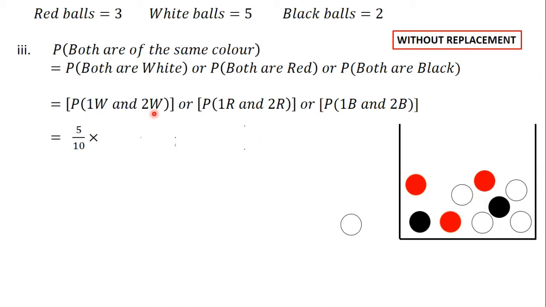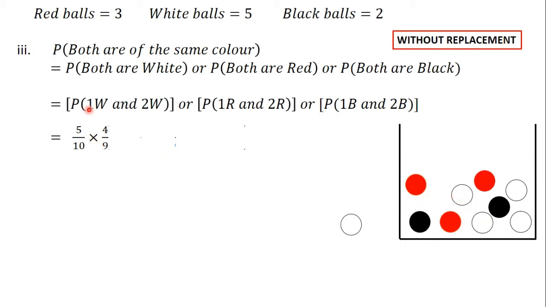Probability that the second is white. Before we select the second ball, we have 4 white balls in the box and a total of 9 balls. So the probability that the second is white will give us the number of white balls in the box, which is 4, divided by the total number of balls in the box at that time, which is 9.